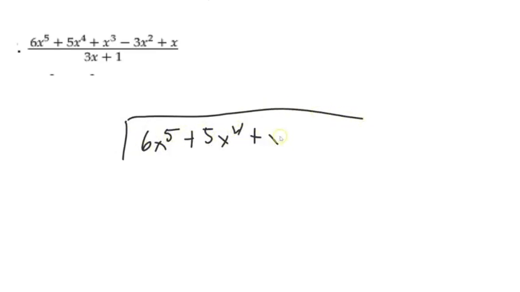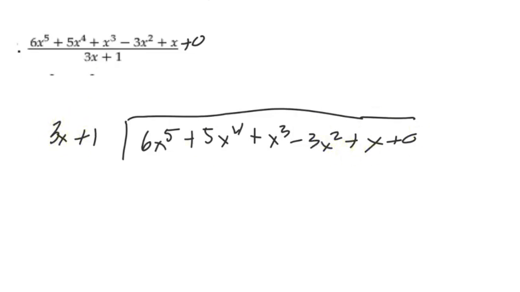Look at this next one. We're going to divide all this by 3x plus 1. Looks like a handful, but it's honestly the exact same idea. We've got 6x to the 5th plus 5x to the 4th plus x cubed minus 3x squared plus x. Anytime something's missing, you want to add it in. If they would have skipped x squared, I would put 0x squared. You just want to add in what they're missing. We're going to divide by 3x plus 1. And then it's the exact same process.